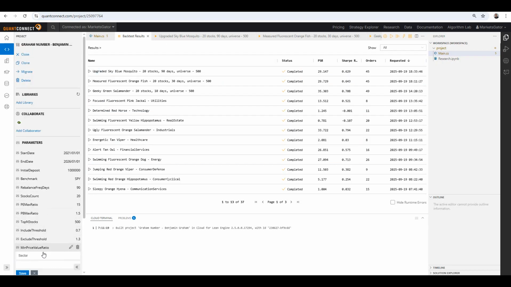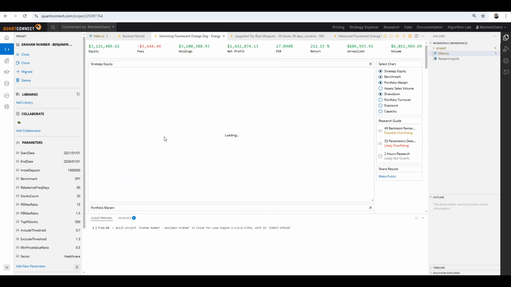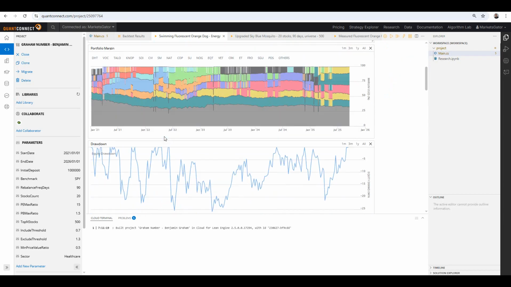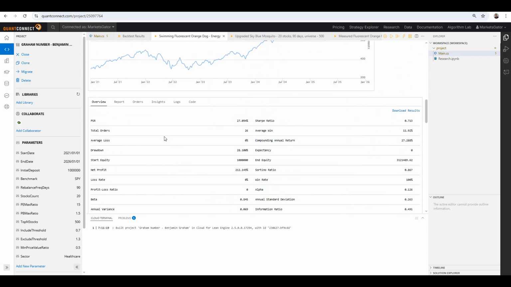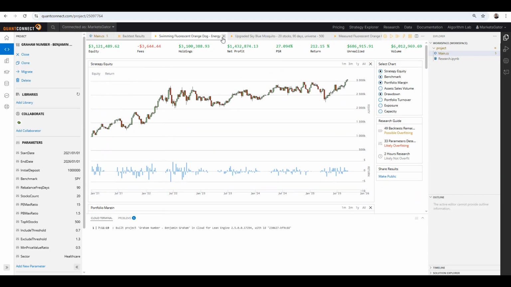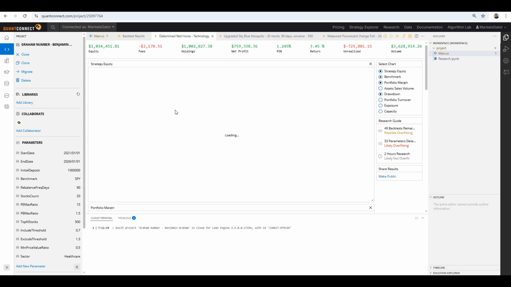In my last round of experiments, I tried to find out what will happen if I'll be selecting stocks only from specific market sector. To do this, I have a special parameter in my strategy where I can specify the sector I'm interested in. And then I'm making 11 runs, one for each sector, and comparing results.